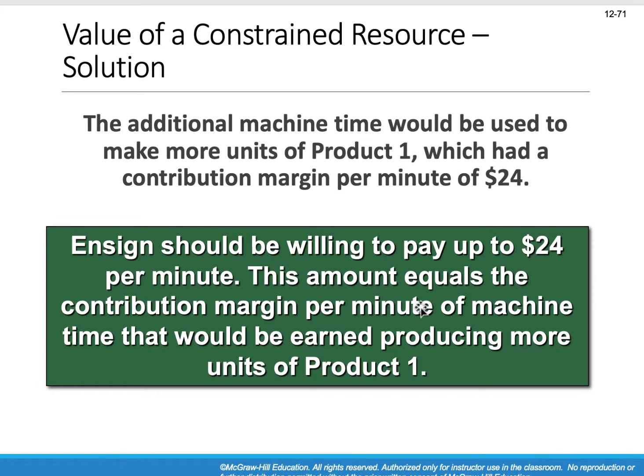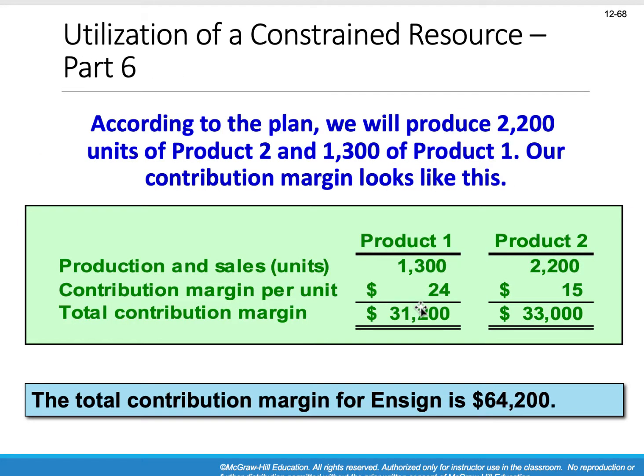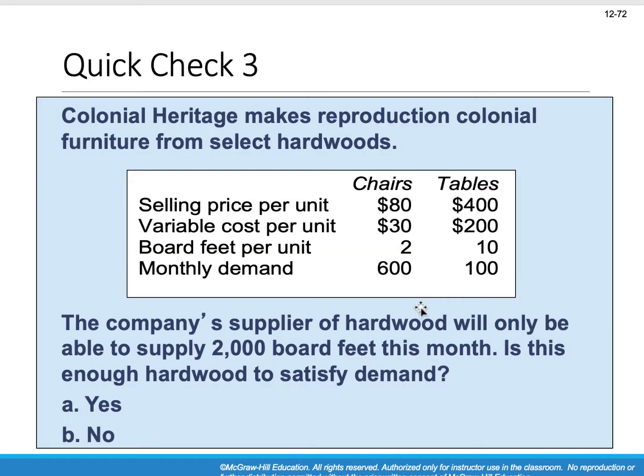units of product one. Okay, so the idea is we have a constrained resource, we want to increase that resource, maybe we buy another machine, right? We get an additional machine A1, right? Well, how much are we willing to pay for that machine? Well, we're willing to pay a contribution margin of $24 per minute. Okay, so let's just take a quick look here.